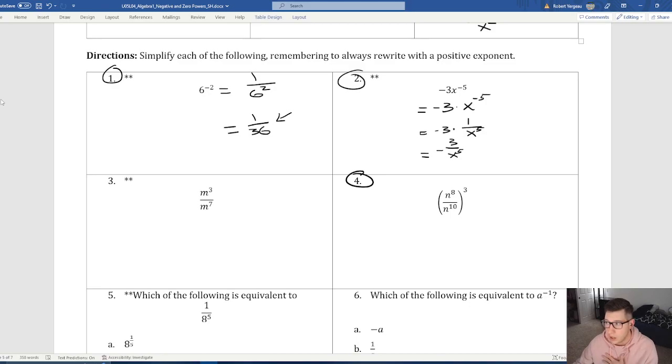And so I'm going to opt here for actually doing what's in the parentheses first, right? If we think of GEMDAS, we're going to do that grouping first. And so I'm going to have n to the 8 minus 10 cubed, which is going to be n to the negative 2 cubed, which is n to the negative 2 times 3, which is going to give us n to the negative 6. Applying now that new negative power property, that's going to be 1 over n to the positive 6th.